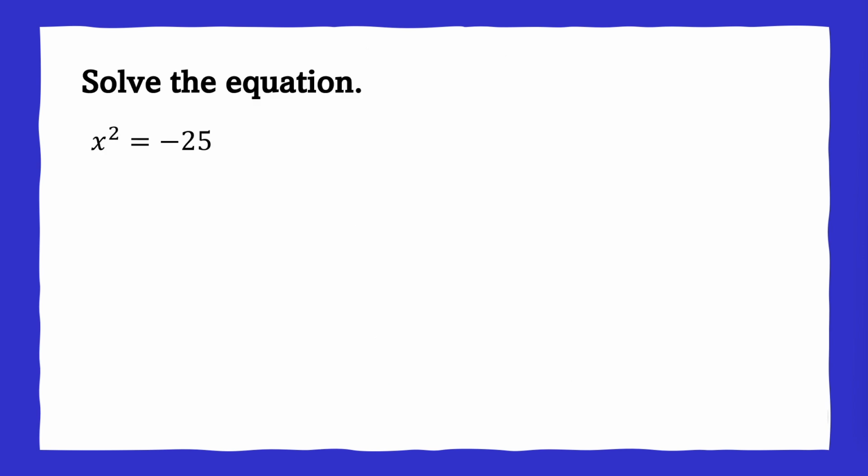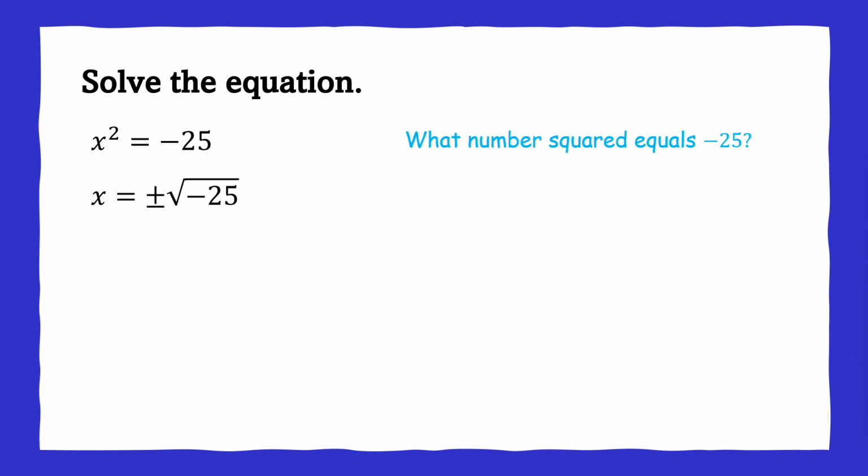Solve the equation. Think, what number squared equals negative 25? There are no real numbers that, when squared, result in negative 25. However, you can simplify the expression using the properties of radicals. Take the square root of both sides, which gives us both positive and negative roots of negative 25.